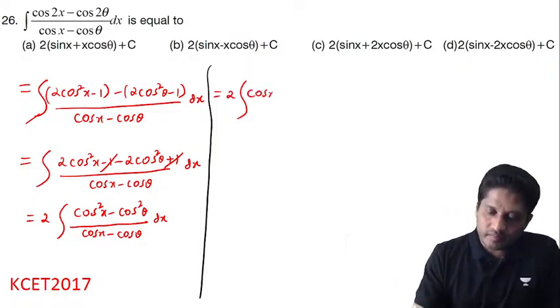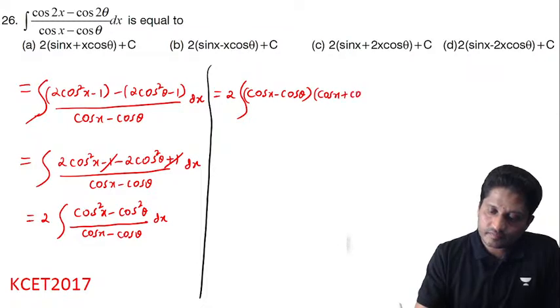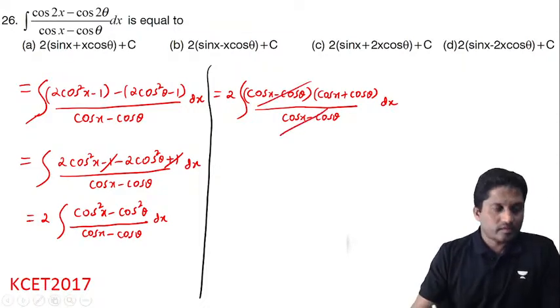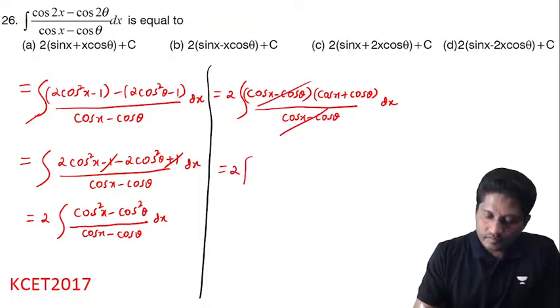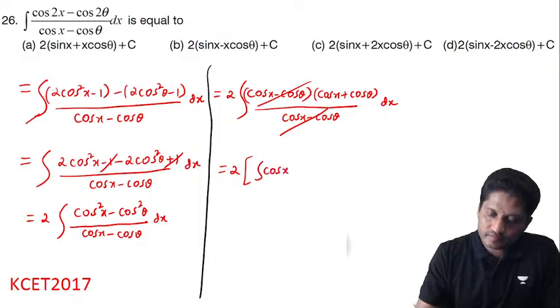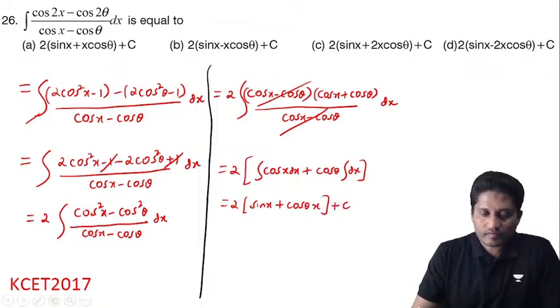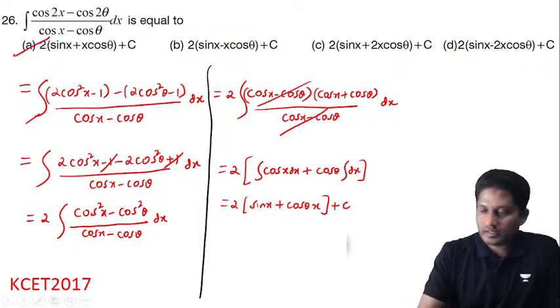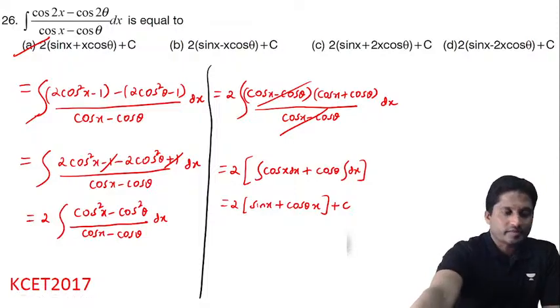A square minus b square is a minus b into a plus b. So this is cos x plus cos theta, whole divided by cos x minus cos theta, and then dx. This will cancel. Right, 2 is a constant out. We will get integration of cos x dx plus cos theta out, integration of dx. Now 2 is a constant, integration of cos x is sin x, plus this is cos theta, integration of dx is x, then plus c. Right, answer is the first option, option A. Let's move to the next question.